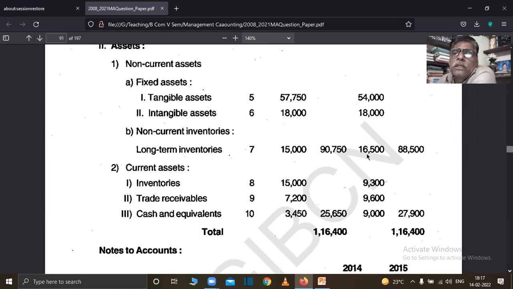Otherwise, you consider this as a application of fund. Then current asset, in the current asset you have to take the 3 items in the changes in working capital.